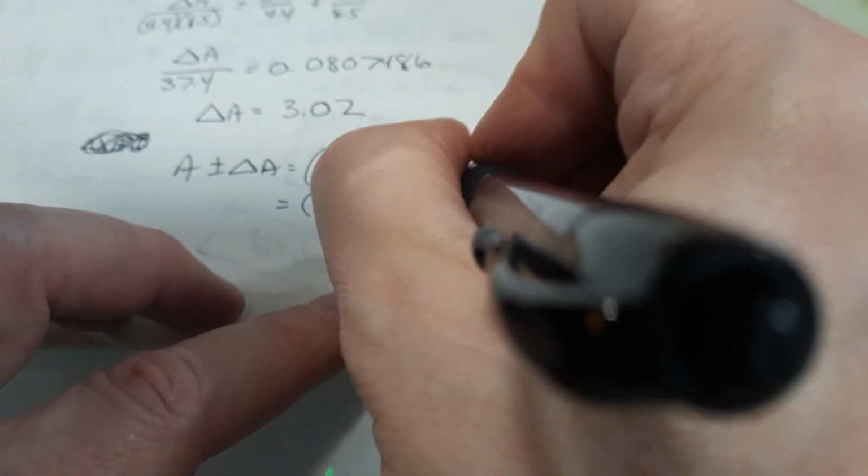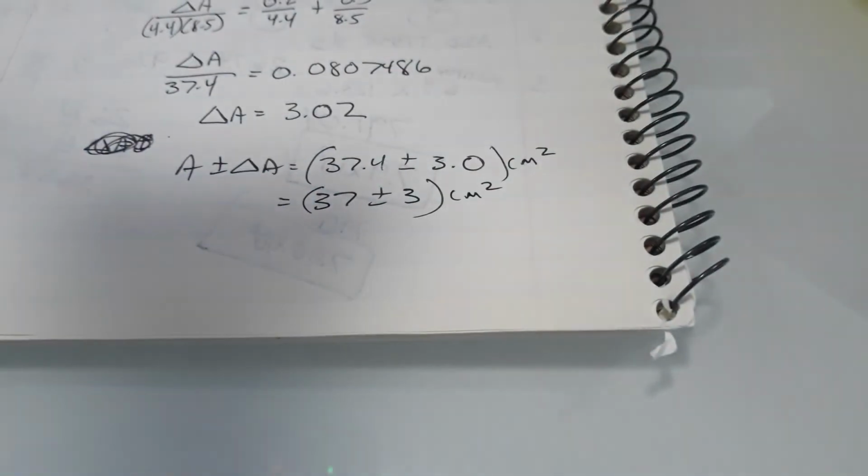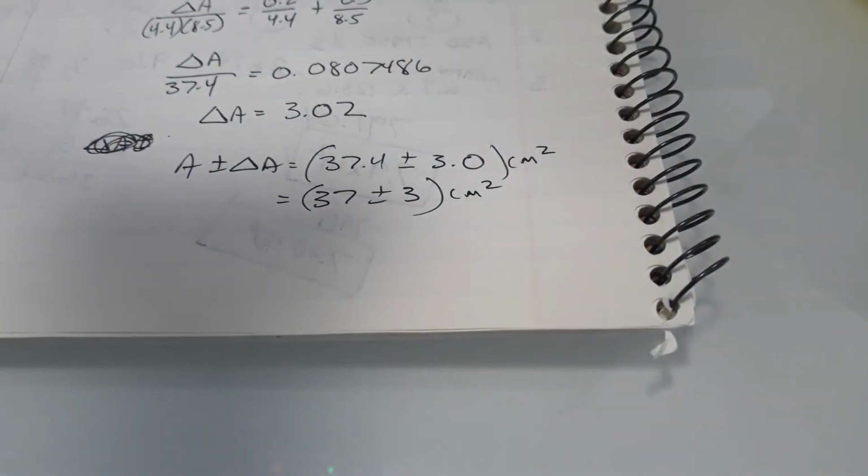Or alternatively, we can cut this guy down to 1 significant digit, and we could say it's equal to 37 plus or minus 3 centimeters squared. And either one of those answers would be acceptable. Now, you did not have to do it this way. It was not a requirement. You could use the range method. You could pretty much use the range method almost everywhere.